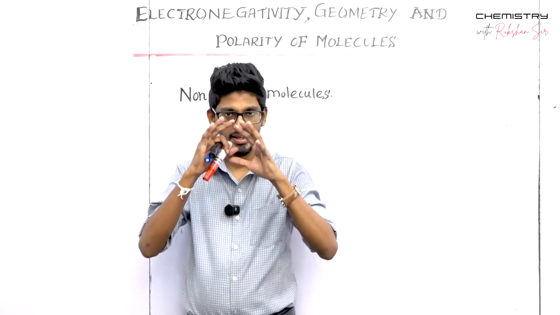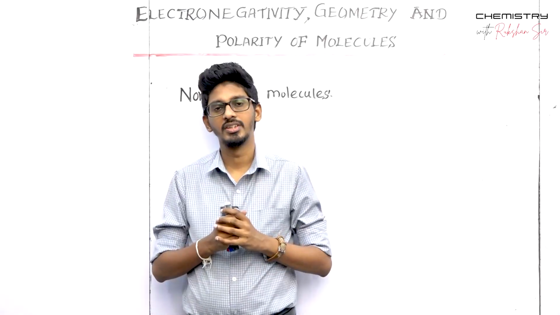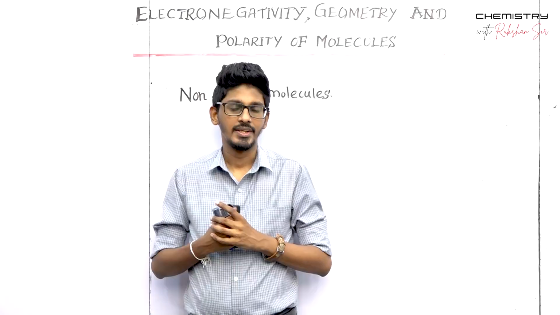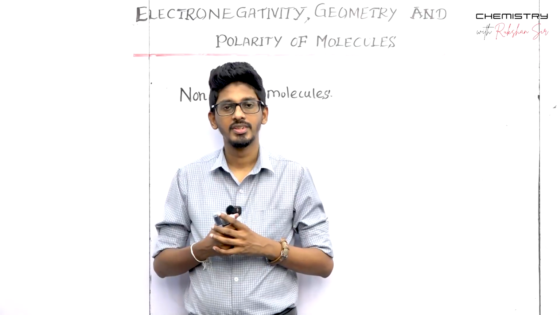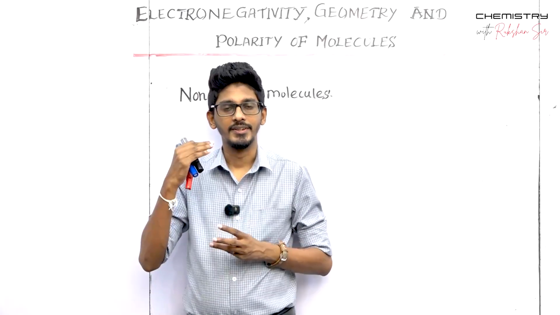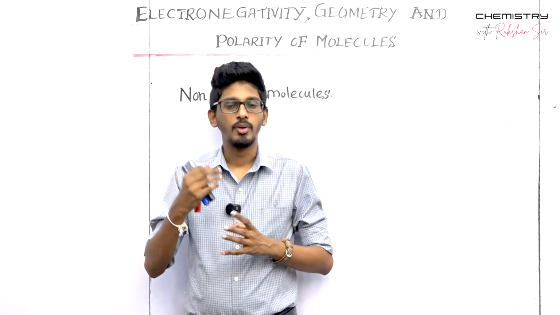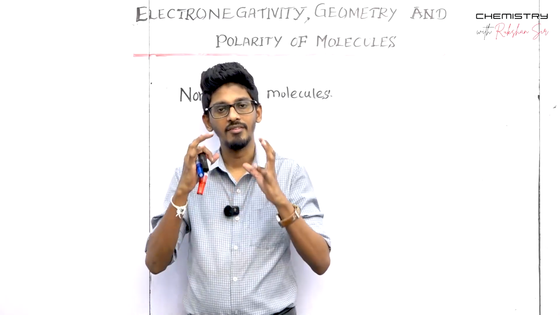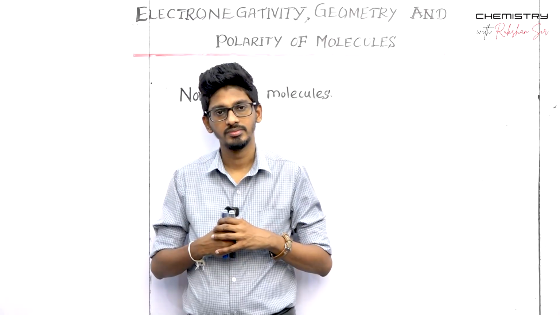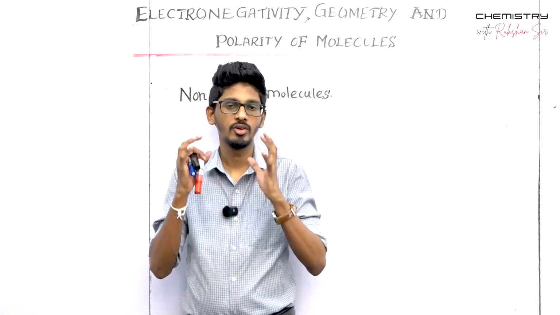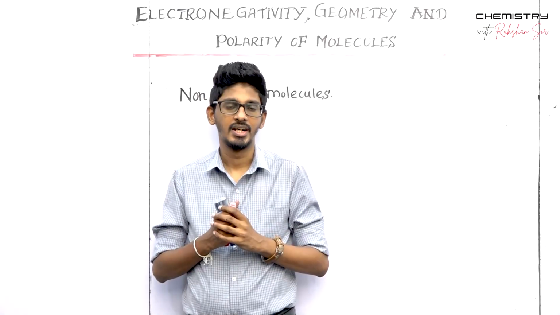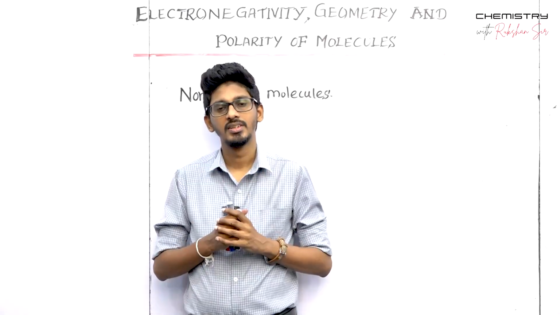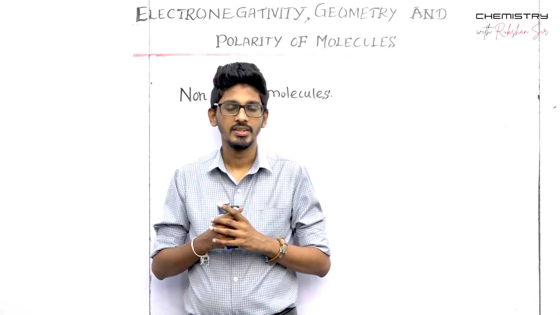So the dipole moment of the molecule means the resultant dipole moment of each and every bond appearing in the molecule. First of all, we have to come up with the resultant dipole moment of the molecule. Then we can decide the polarity of the molecule.